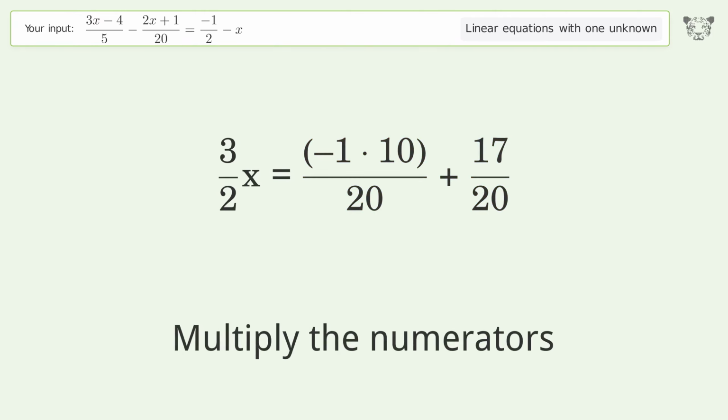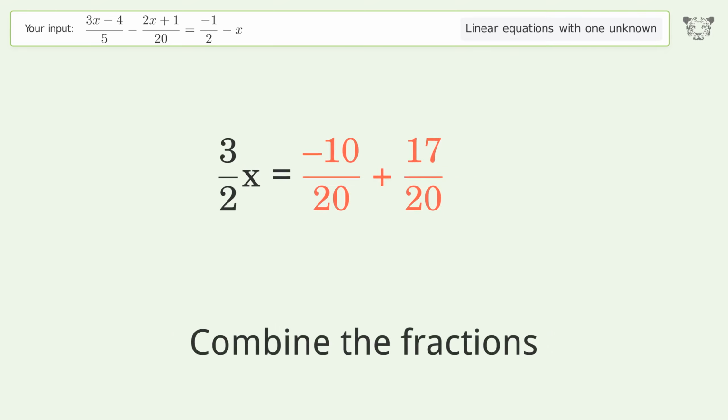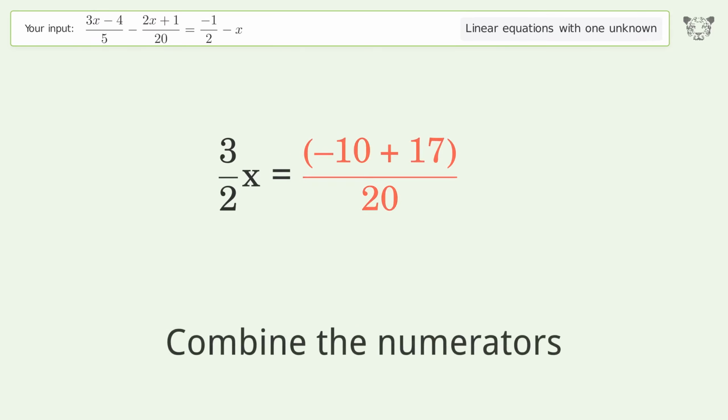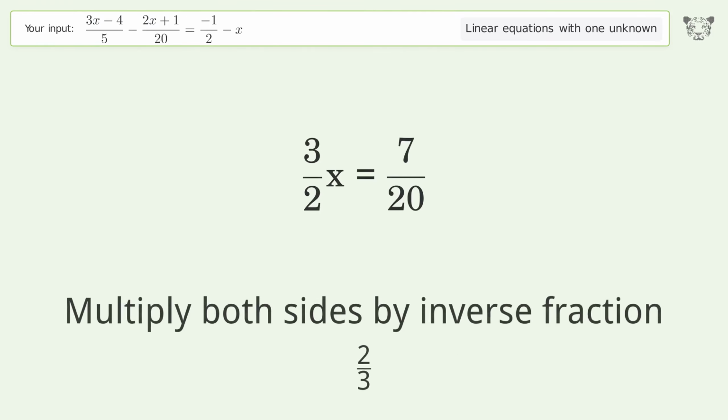Multiply the numerators. Combine the fractions. Combine the numerators. Isolate the x. Multiply both sides by inverse fraction 2/3.